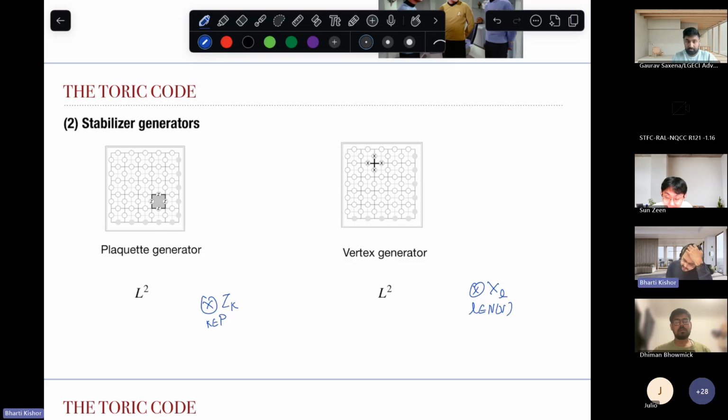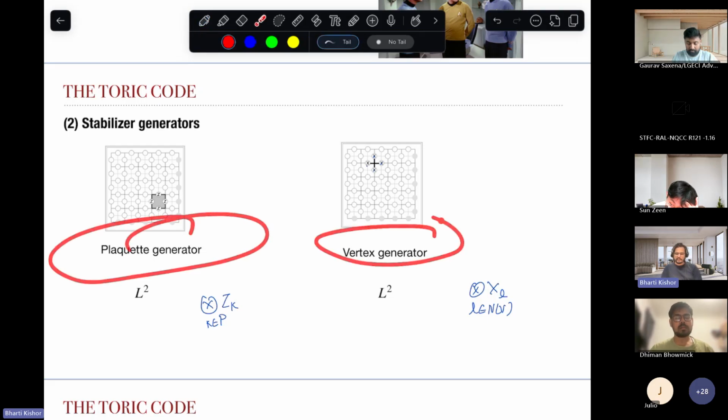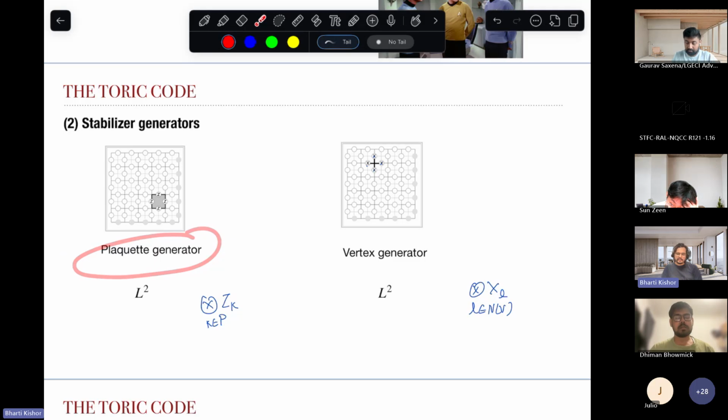So here, for example, let's say this is 1, this is 2, this is 3, then 4, then you can call them X1, X2, X3, X4. That's how you will call it. So you have two kinds of generator. One is the plaquette generator and the other is the vertex generator. The plaquette generator is a tensor product of Z. The vertex generator is a tensor product of X operators.